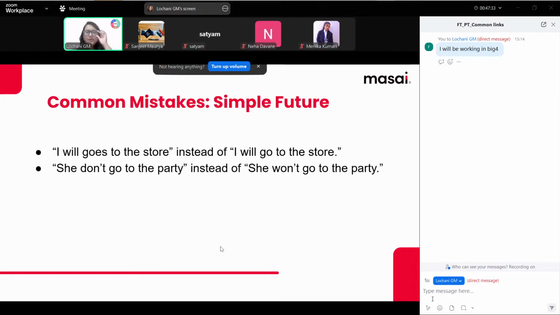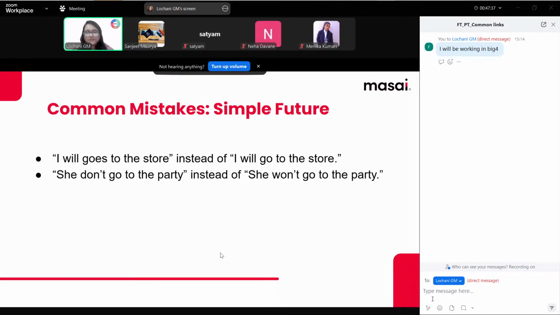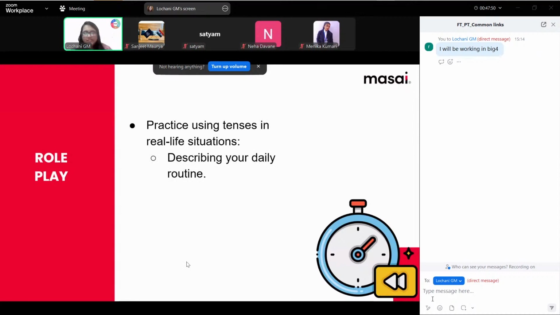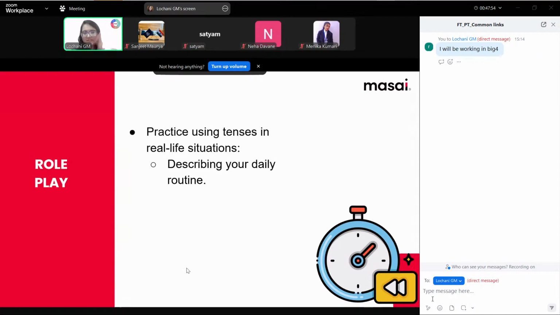Okay, any questions or any doubts so far, guys? No, ma'am. No questions. Okay, thanks for confirming. All right, let's do a small activity to help you practice further using tenses. Okay, so tell me about your daily routine. How many of you would like to speak? You can raise your hand and you'll have to just talk about your daily routine.